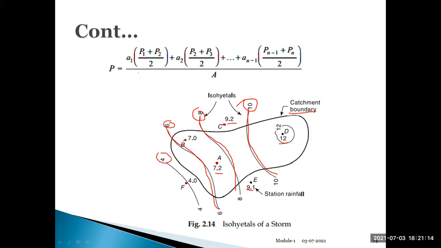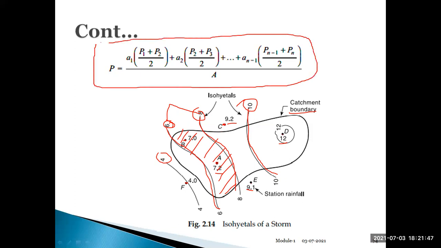After doing this, you are going to take the average between two isohyets. For example, if you take 6 and 8, you take the average of these two isohyets and multiply it by the area under these two isohyets. You do this for all the isohyets and divide by the total area, and you get the depth of the rainfall. You can see the formula: P is equal to A1 into (P1 plus P2) by 2, plus A2 into (P2 plus P3) by 2, plus up to A(n minus 1) into (P(n minus 1) plus Pn) by 2, divided by the total area, you get the depth of rainfall.